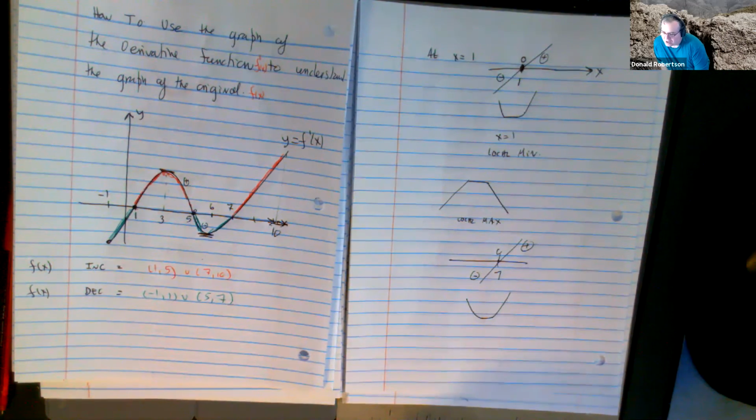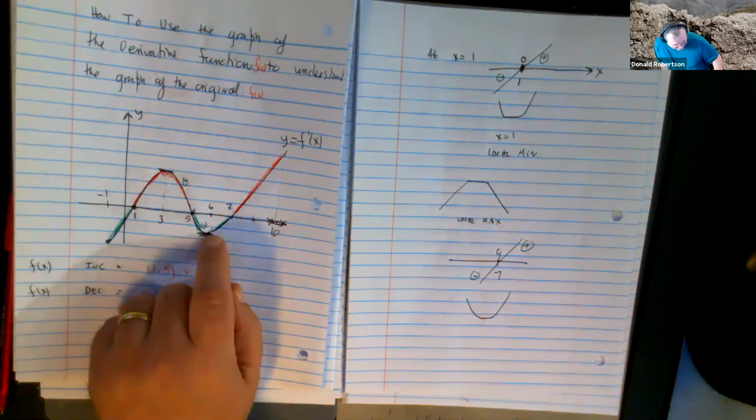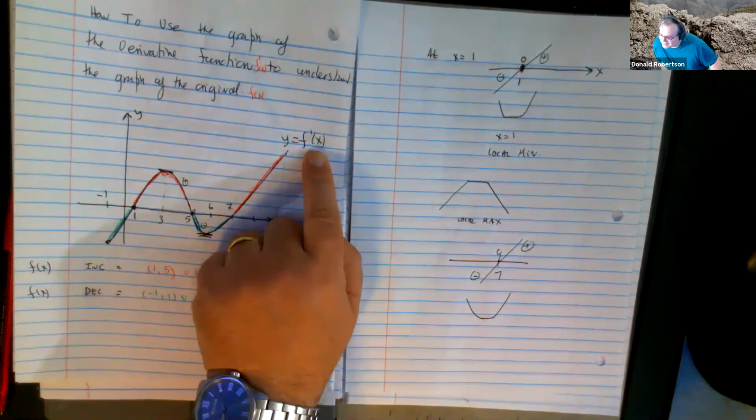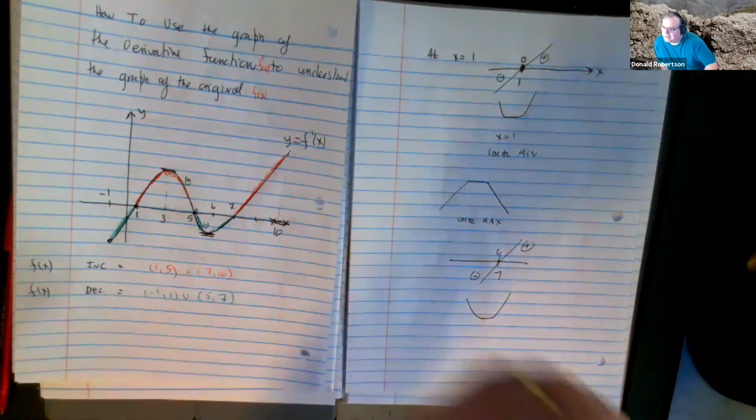Points of inflection happen when the second derivative is 0, right? And isn't the second derivative 0 at the tops of hills and the bottoms of valleys of a first derivative? Do you see how they're kind of interconnected?